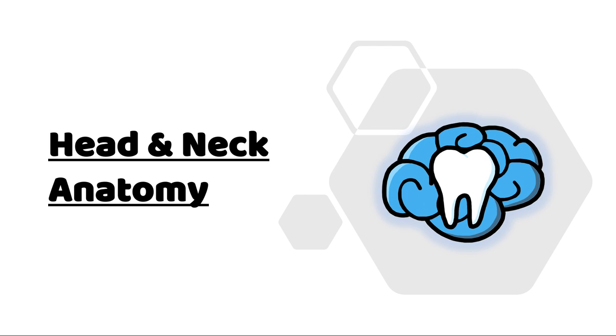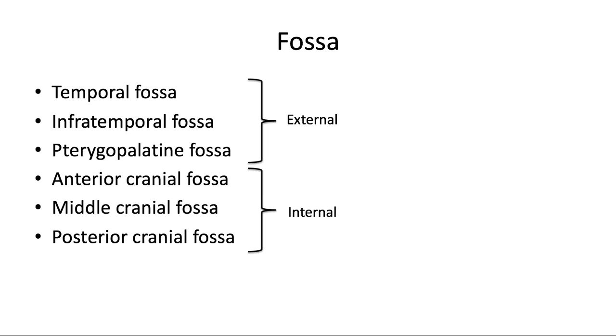This video will be about the fossa of the skull. A fossa is a depression in bone that houses several contents, things like nerves, blood vessels, and muscles. And we'll focus mostly on the fossa on the outside of the skull, because that's what board examiners tend to ask about most.